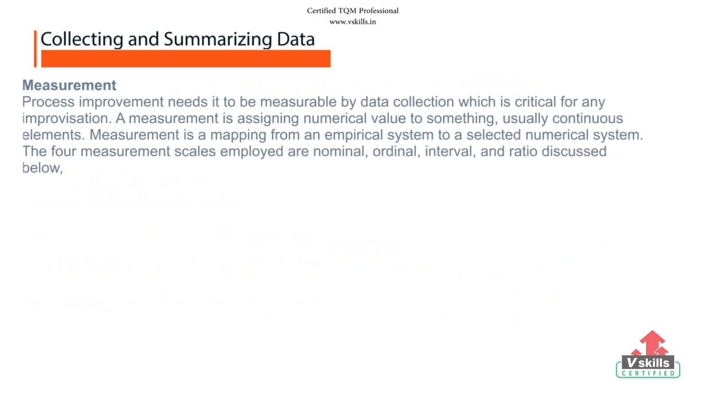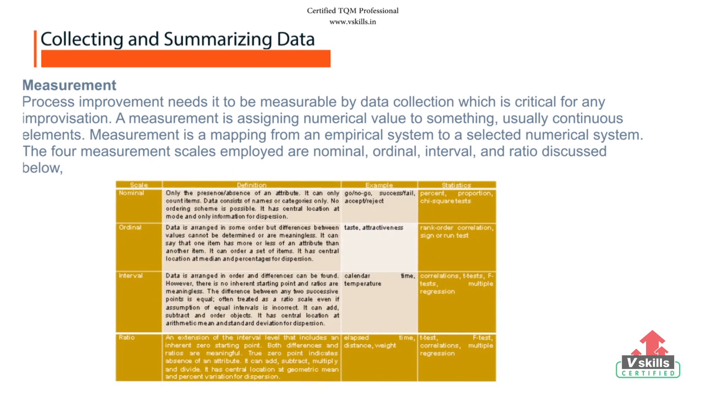Measurement. Process improvement needs to be measurable by data collection, which is critical for any improvement. A measurement is an assigned numerical value to something, usually continuous elements. Measurement is a mapping from an empirical system to a selected numerical system. The four measurement scales employed are nominal, ordinal, interval, and ratio, which are discussed below.